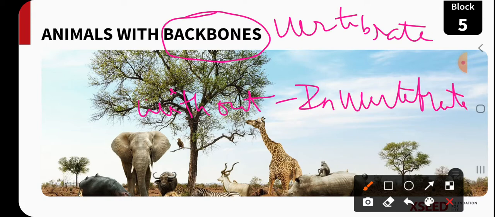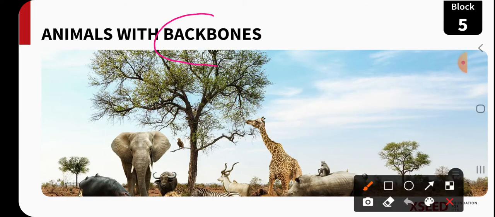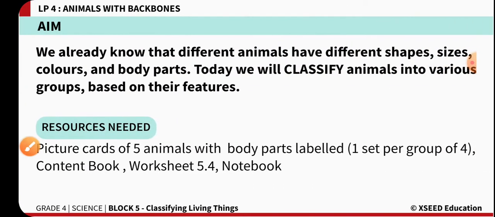Okay, so in our earlier class 5.3 we classified the animals into two different groups. One is vertebrate animals, which clearly have a backbone in their body, and the second one is invertebrate animals, which do not have any backbone in their body. So today in our class we are going to learn about the different types that are present in the vertebrate animals. So let us start our class, children.